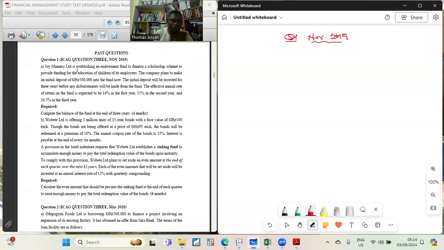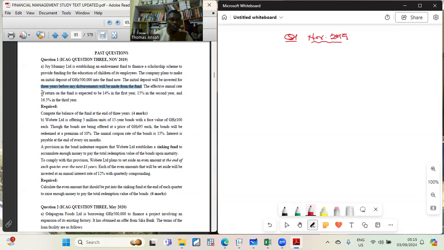In this one, we have Joy Mommy, who is considering an endowment fund to finance a scholarship scheme to provide funding for education for children of its employees. I think you should start getting meaning into what you are reading now. It's a good thing she's doing anyway. The company plans to make an initial deposit of 500,000 into the fund. When? Now. The initial deposit will be invested for 3 years before any disbursement will be made out of the fund. So they are saving the money for 3 years before they can even take some out to share.